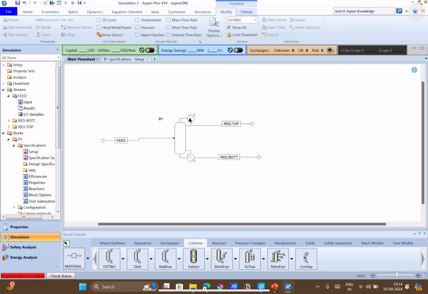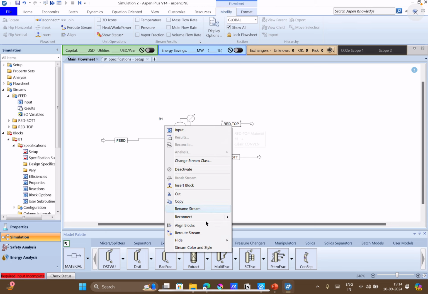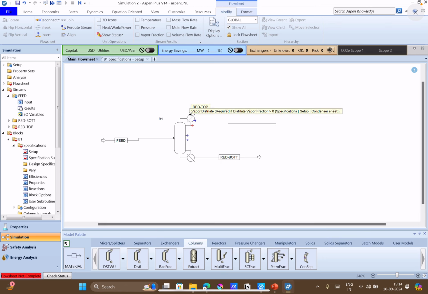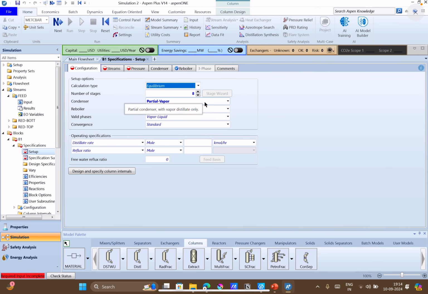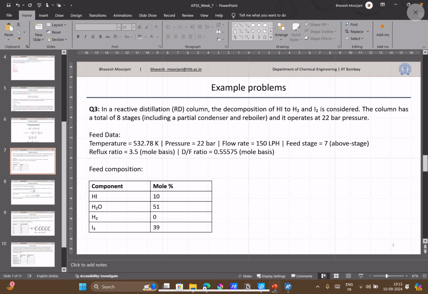If we are selecting the condenser as partial vapor, then the top stream coming out from the column should be a vapor stream. So let me select this top stream and reconnect it to the vapor port of the RadFrac column. Okay, now this error should not come. So partial vapor that we have selected, then what else has been asked?